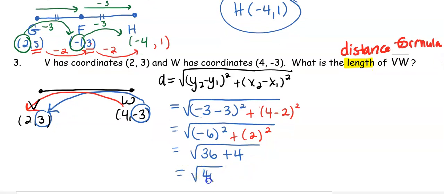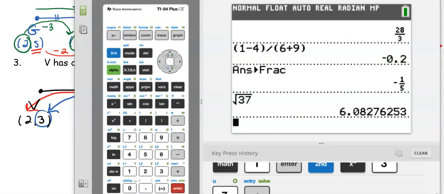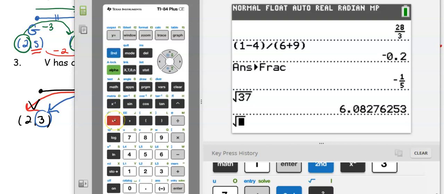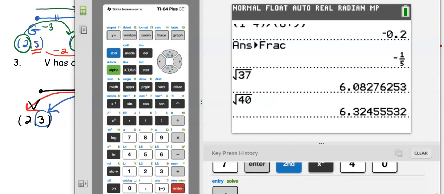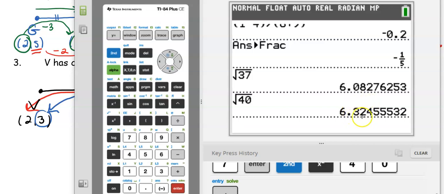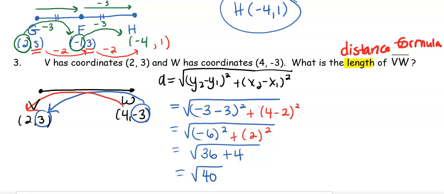Square root of 40. We plug that into our calculator just in case we forgot. We have to hit the second x squared. We enter in that 40. When I look at this, it didn't tell me where to round, so we did the 10th before. Let's go ahead and do the 100th now. 0.32, so I'm going to the 2 spot. I looked at the number directly to the right, which is the 4. The 4 tells me it's going to stay the same and not round up.